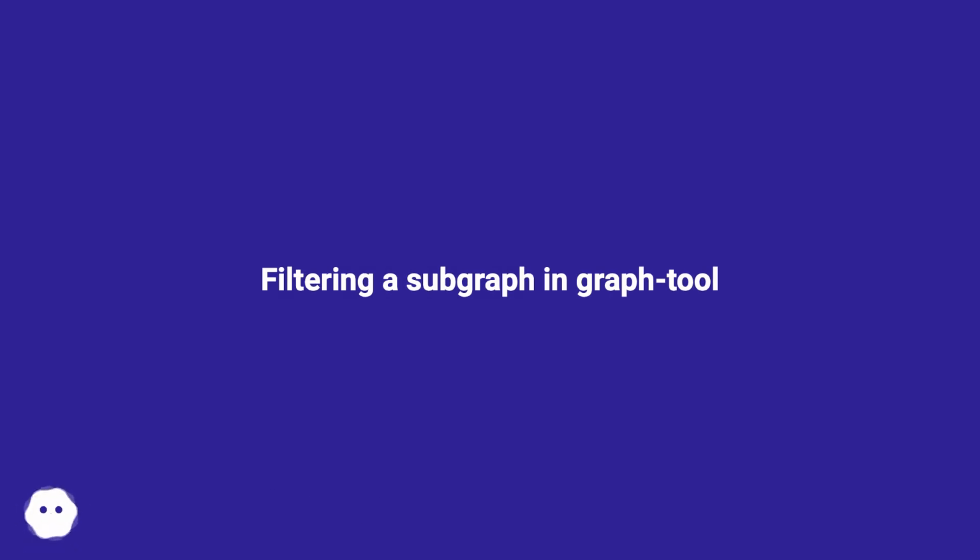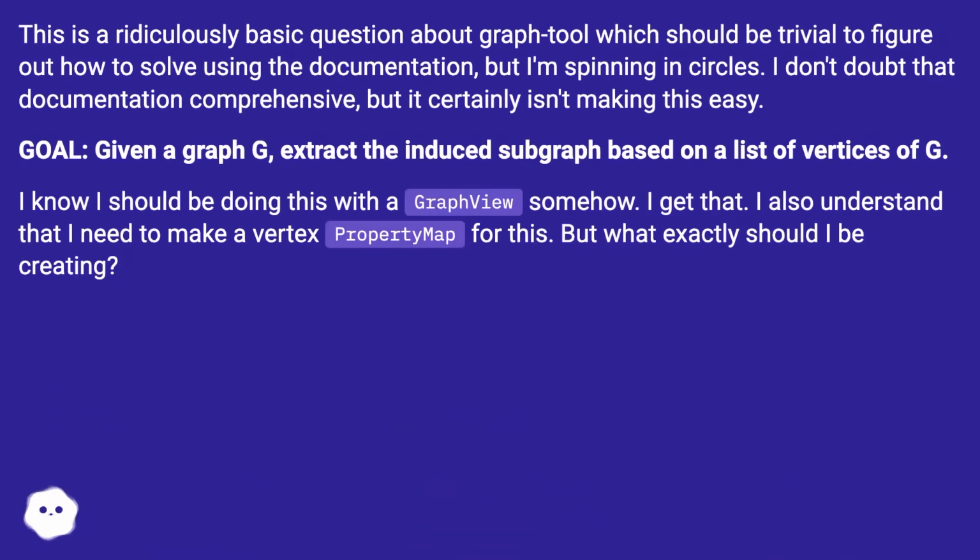Filtering a subgraph in GraphTool. This is a ridiculously basic question about GraphTool which should be trivial to figure out how to solve using the documentation, but I'm spinning in circles. I don't doubt that the documentation is comprehensive, but it certainly isn't making this easy.